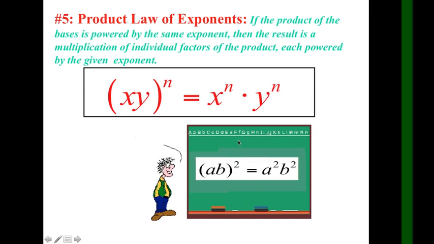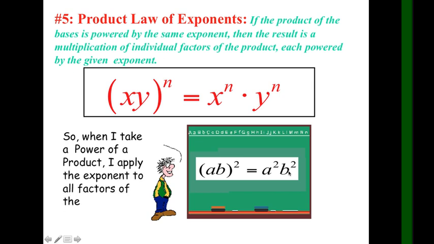Example, we have ab squared. That means a squared b squared. So ganun lang siya. So when I take a power of a product, I apply the exponent to all factors of the product. As simple as that.